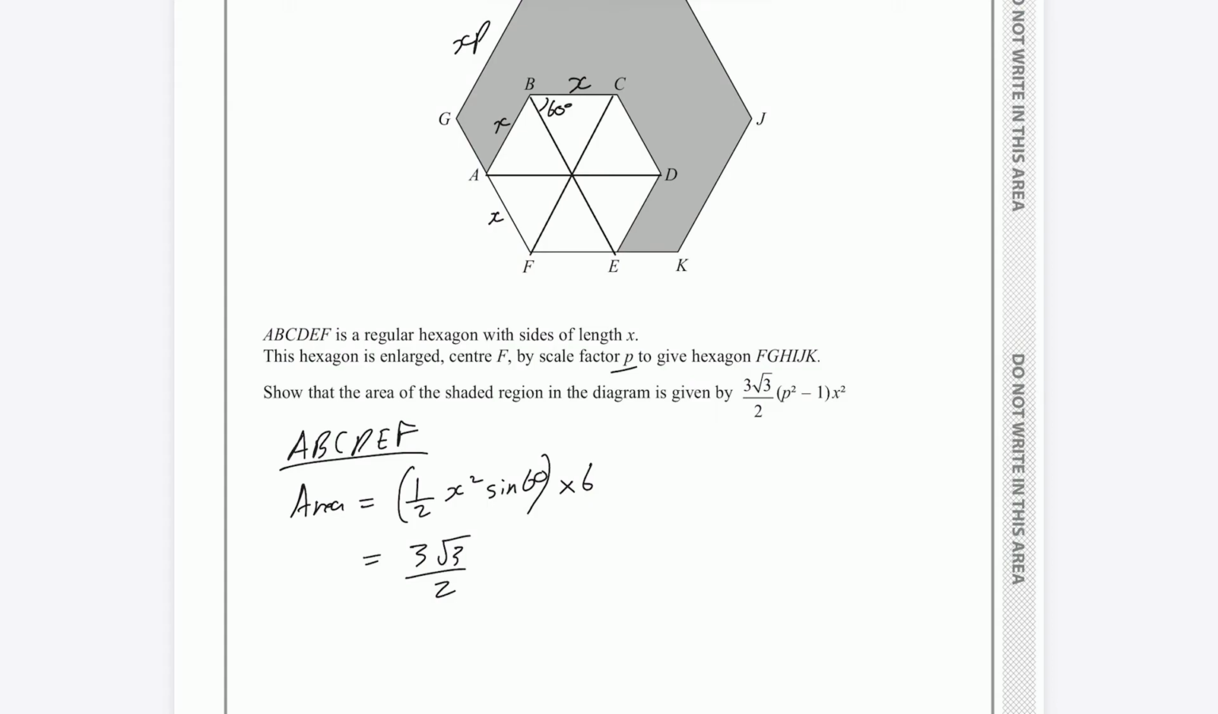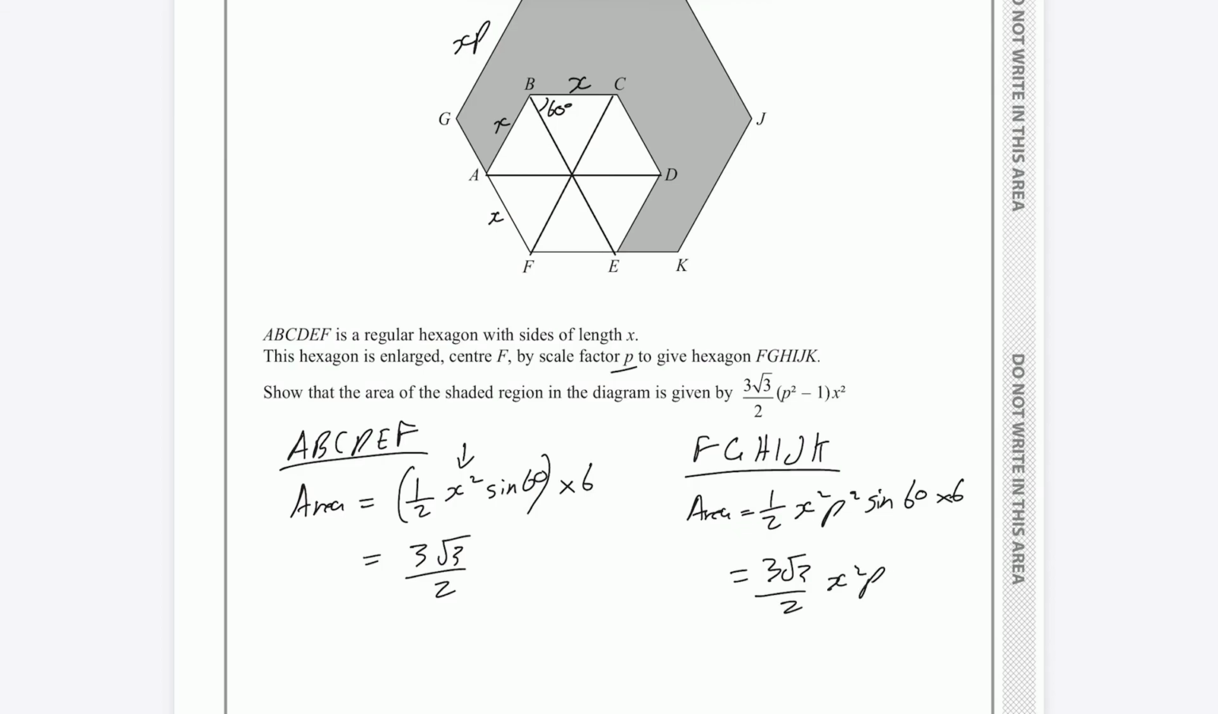And now we want the area of F, G, H, I, J, K, which is the bigger shape. And it'll be the exact same thing, but this x is now going to become xp. So we'll have area is equal to a half x squared p squared sine 60 times 6. And when you type that in, you'll end up with the exact same thing, but this time you have x squared p squared. I've missed off the x squared here.